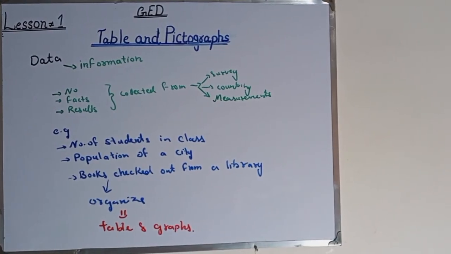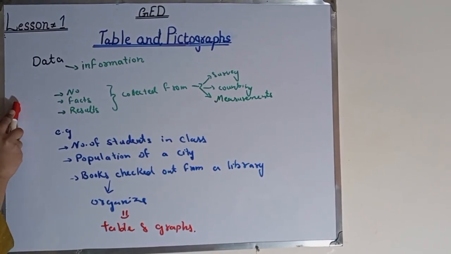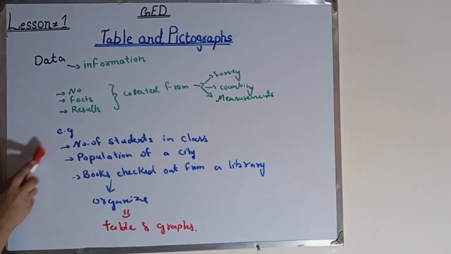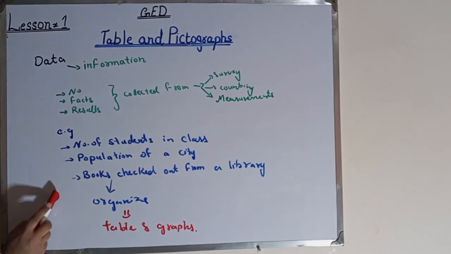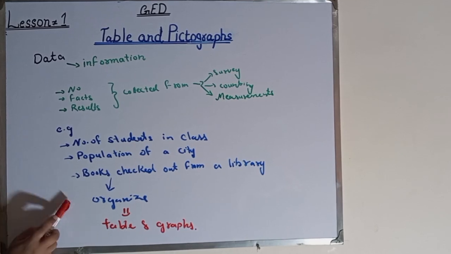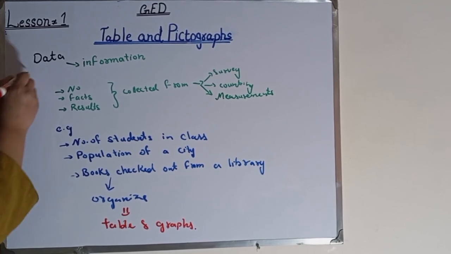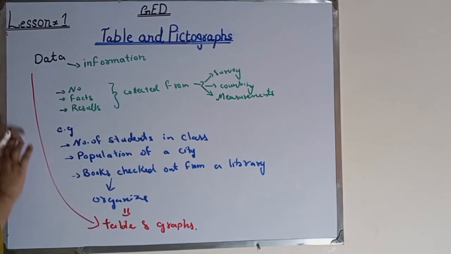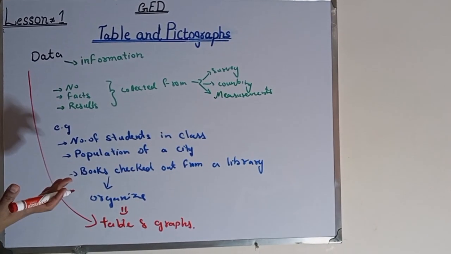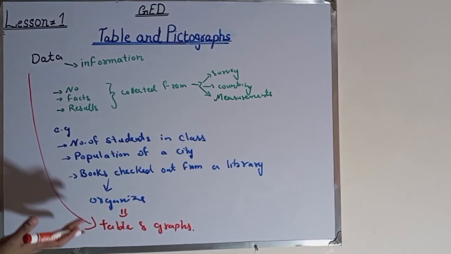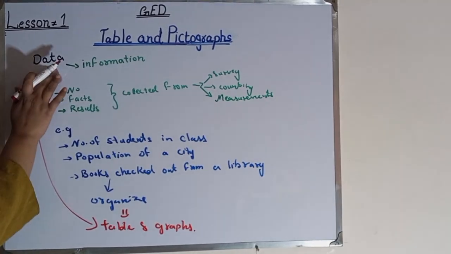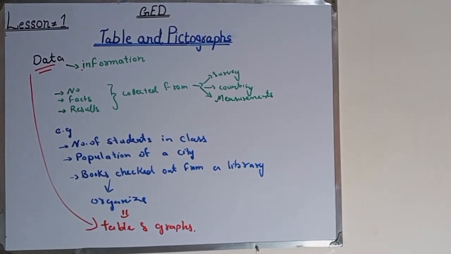I hope you completely understand what data is: numbers, facts and results collected from surveys, counting and measurements. Their examples are the number of students in a class, the population of a city, books checked out from a library. So we organize this data. How do we organize this data? We organize this data in tables and graphs. So this is the complete understanding of tables and pictographs: how they come, how we design them, how we use them, and what they mean. It's all for our data. What is the data? That is our information.